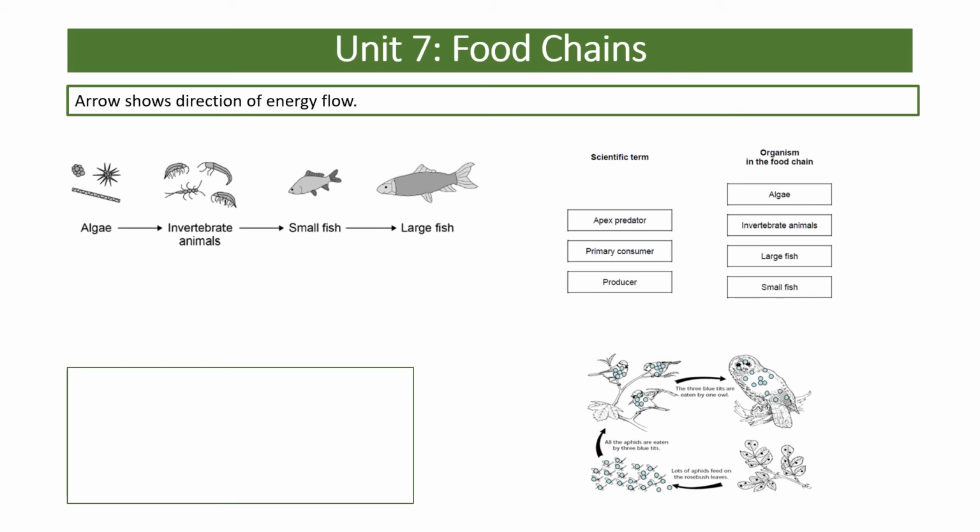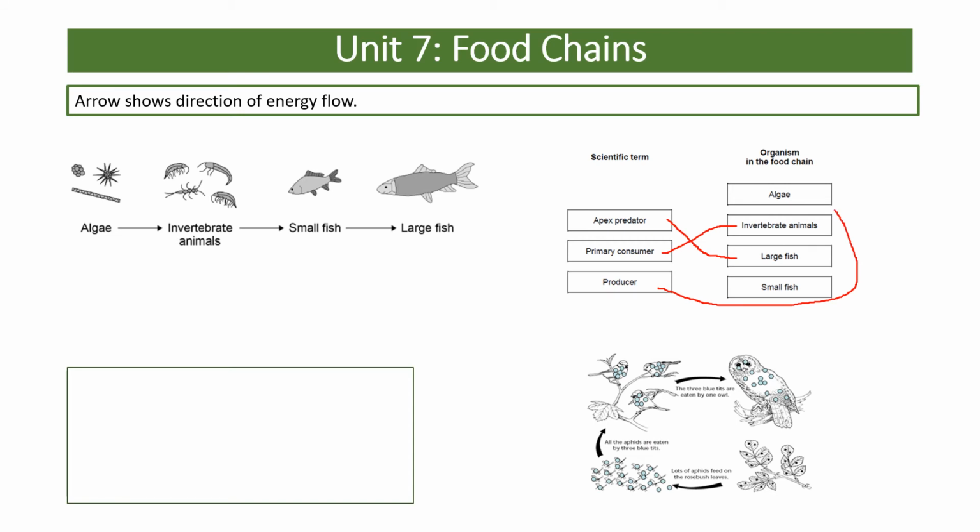In this case, the apex predator is the top predator, it's not eaten by anything else other than decomposers when it dies, and that is the large fish. The primary consumer is the first thing that is eating anything in the food chain, so that's the invertebrates. And the producer is the thing that produces the energy into the food chain, or makes the food, which is the algae.